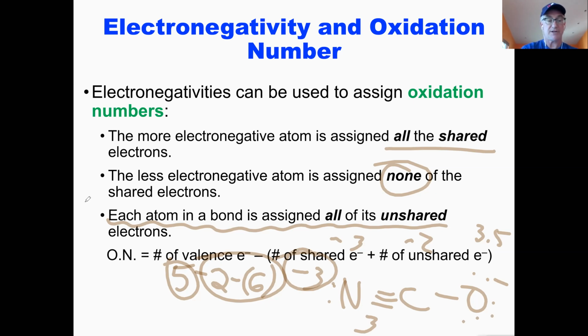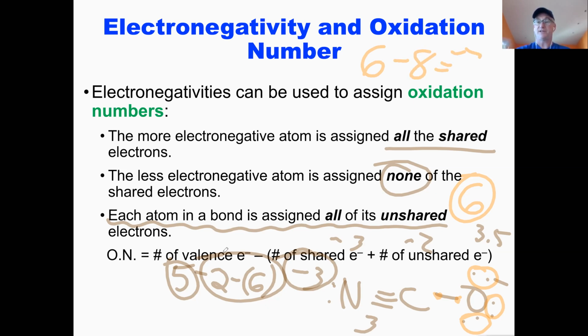Now, let's look at oxygen. But let's change color here. So oxygen should have a total of 6. Oxygen should have 6 valence electrons. Let's see how many it has. It has 2, 4, 6, and this pair of electrons that it's sharing with carbon. Now that pair that it's sharing with carbon, it gets to keep for itself because it's more electronegative, bringing its total to 8. So it should have 6, actually has 8. Its oxidation number is -2.